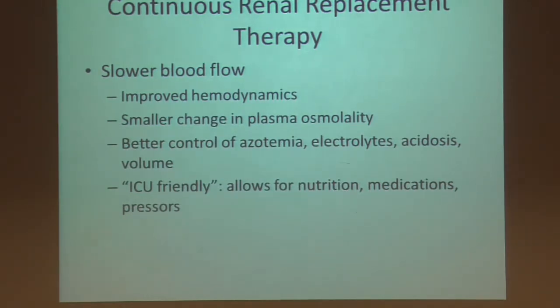It's essentially slower blood flows. It's more gentle, to allow for improved hemodynamics. We think that it causes less change in plasma osmolality. There is a syndrome called dialysis disequilibrium syndrome, where if you have high BUNs, you can cause rapid shifting with regular dialysis. The thinking is that because we're doing this at slower rates, you have less shift in your plasma osmoles. The next thing is, since it's kind of like real-time dialysis, you can get labs and adjust your settings as soon as the lab results come back.